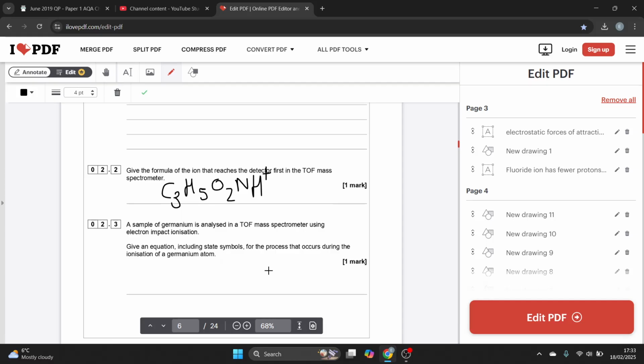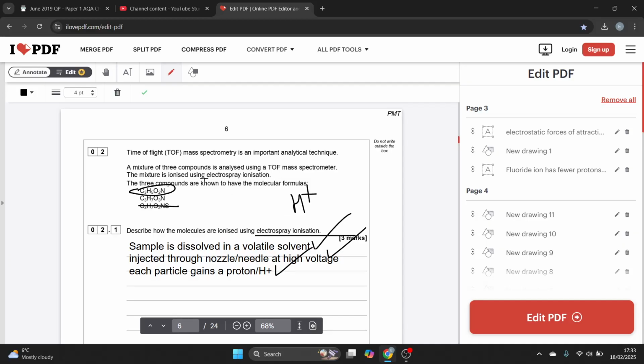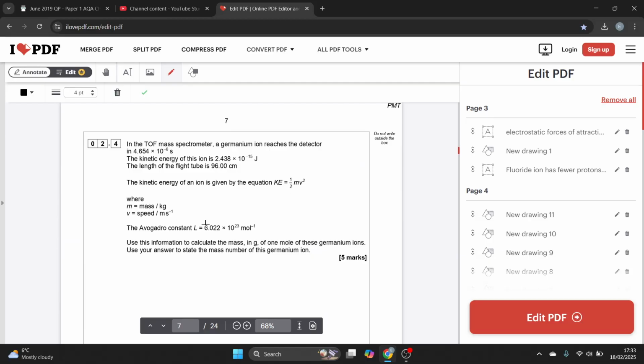Give an equation for the process that occurs during ionization of a germanium atom by electron impact. This was electrospray, so now I'm in a different ionization. The thing about electron impact is it's really similar to the first ionization, so go from there. Then use the information to calculate the mass in grams of 1 mole of these germanium ions.